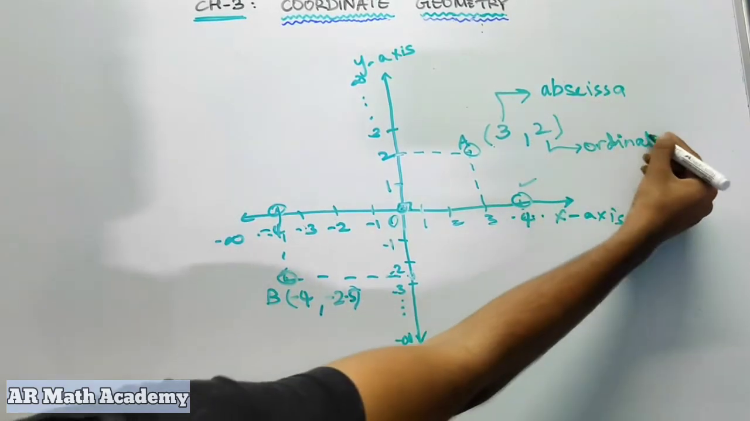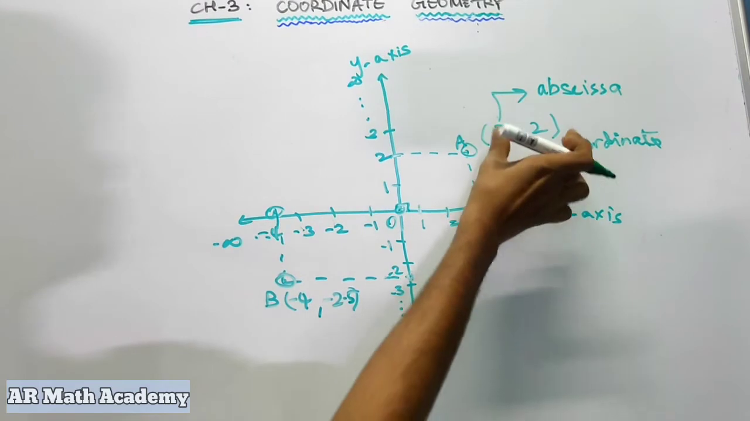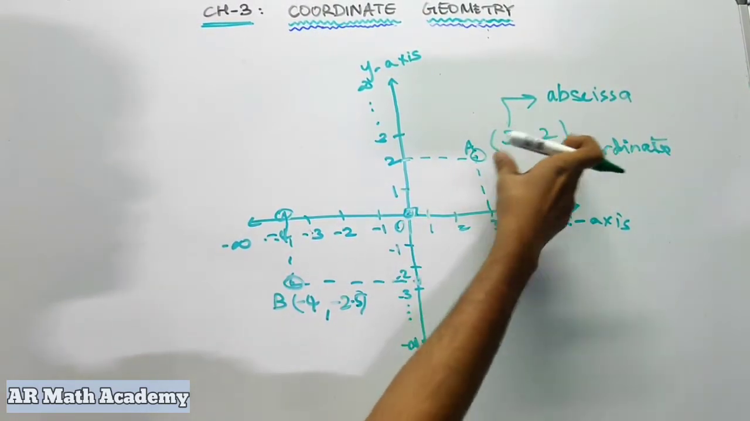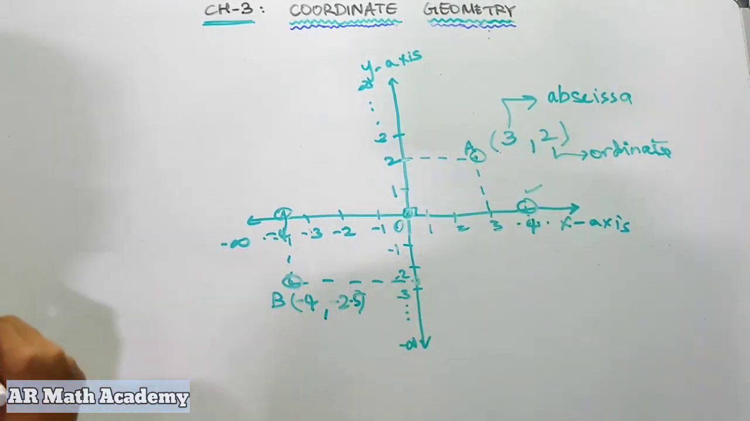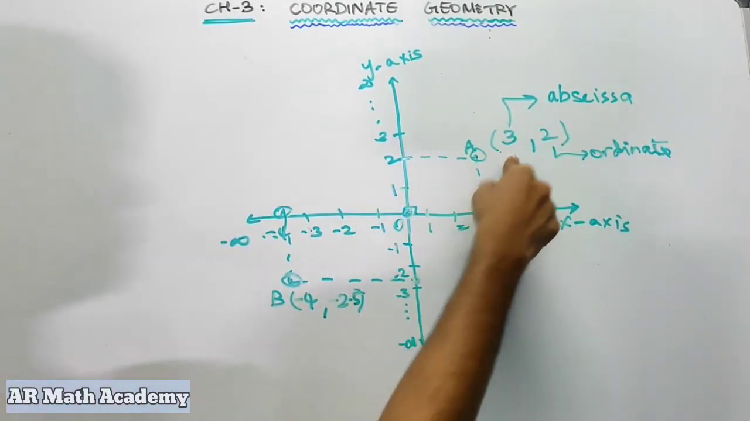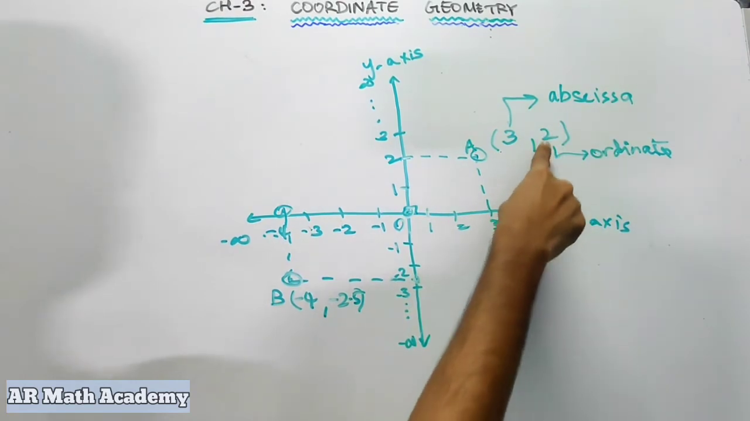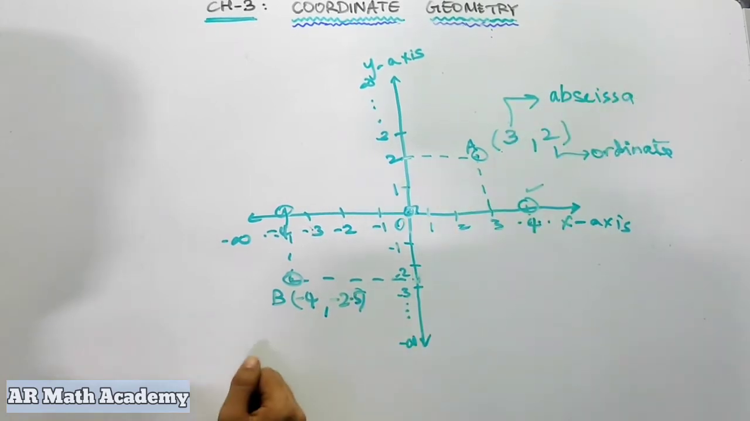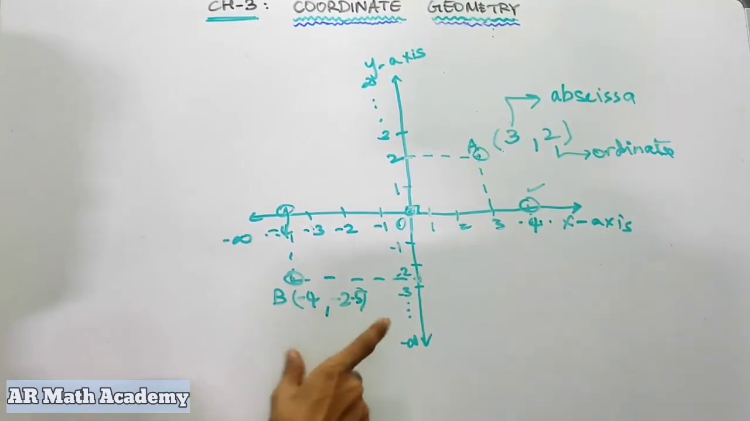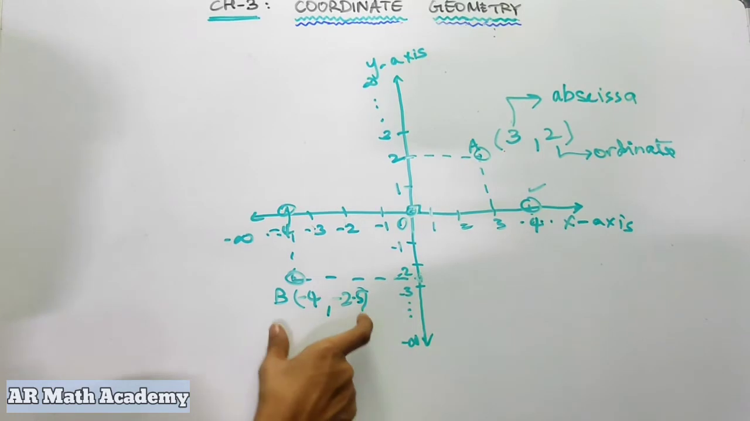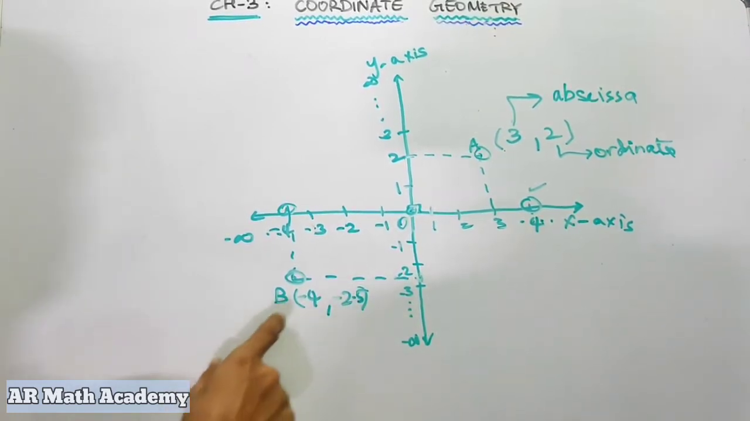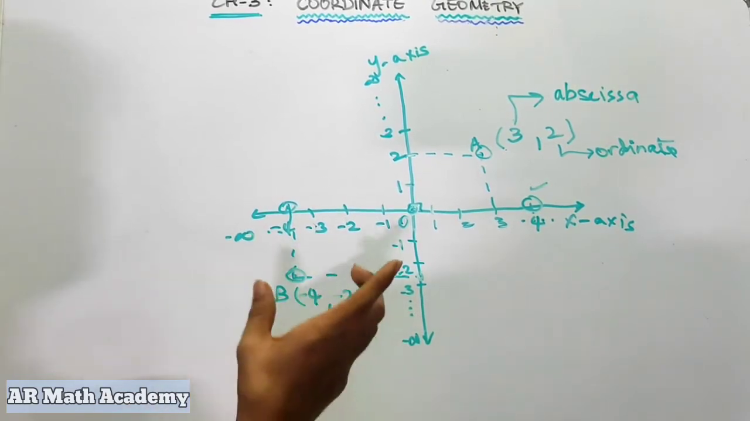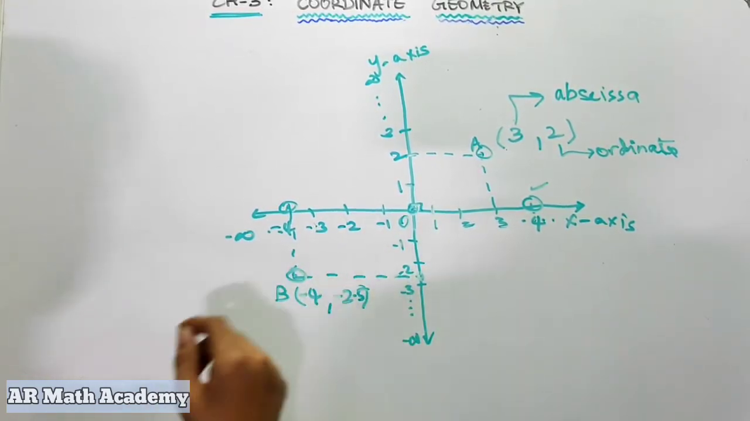Now the abscissa and the ordinate are the two parts of your location, which are your coordinates. This set of 2 numbers is called coordinates, and your x coordinate, or this 3, is called the abscissa, and your y coordinate, which is 2, is called the ordinate. So these are other names for your x coordinate and y coordinate. So what are the abscissa and the ordinate of this point? The abscissa is minus 4, the ordinate is minus 2.5.